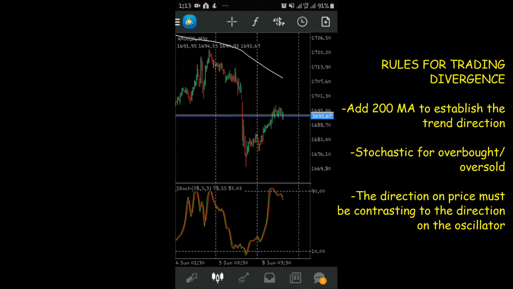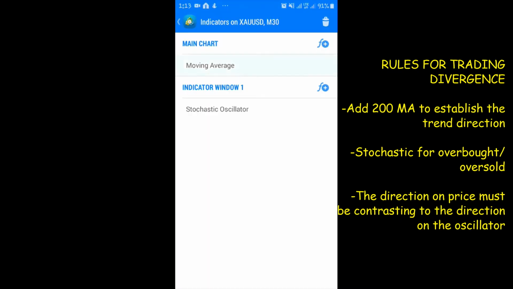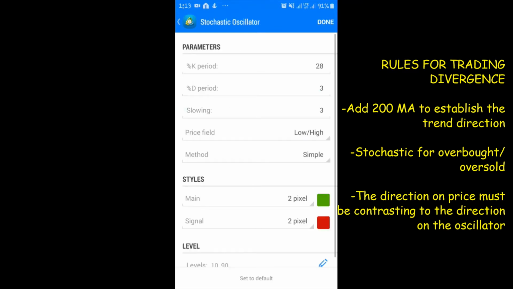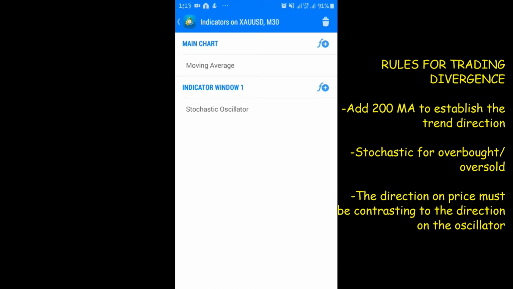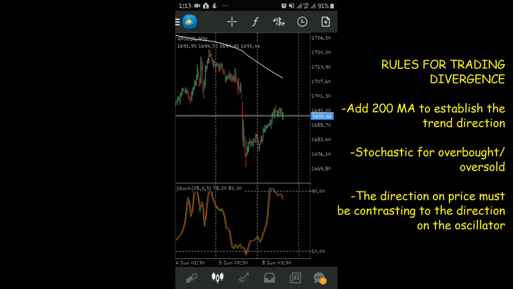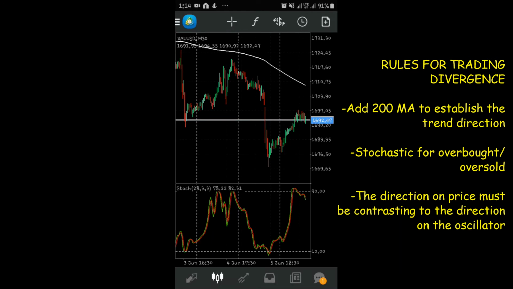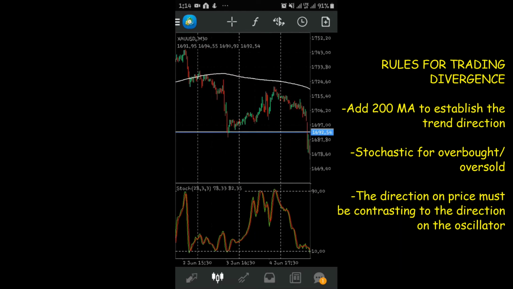One, I'll be introducing the 200 simple moving average, which is what I have here. Then I also introduced my stochastic, and my adjustment of the period was simply 28, 3 and 3. Okay. Then the third thing is I'm going to ensure that I determine the trend of the market before I go into that trade.